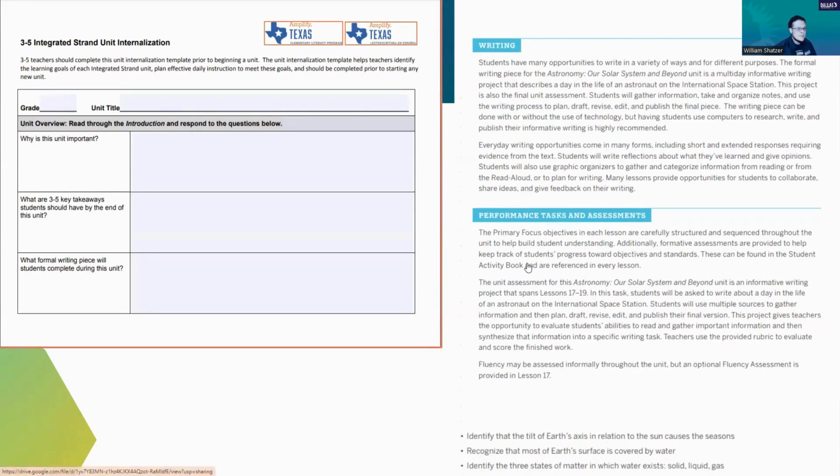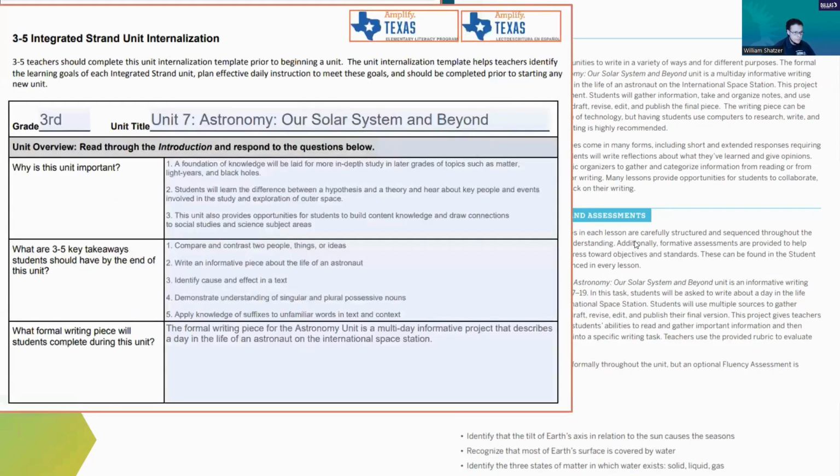So if I'm trying to fill out this unit internalization document in my PLC, or if I'm trying to do it on my own, those are the 3 things I'm going to have. I'm going to have my unit introduction documents from the teacher's guide. I'm going to have my curriculum maps that we just looked at, and I'm also going to have the essential questions document. So here is an example or an exemplar of a filled out, completed unit internalization document.